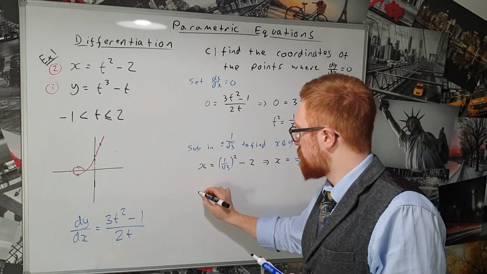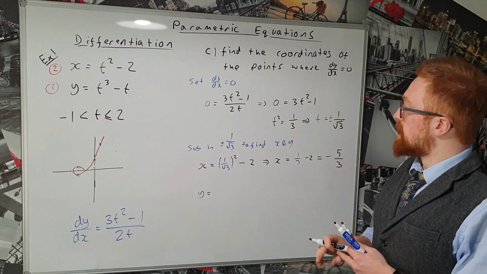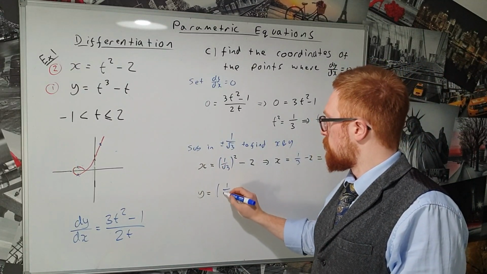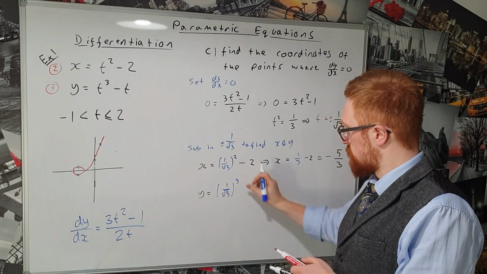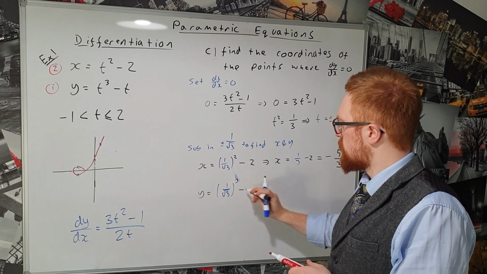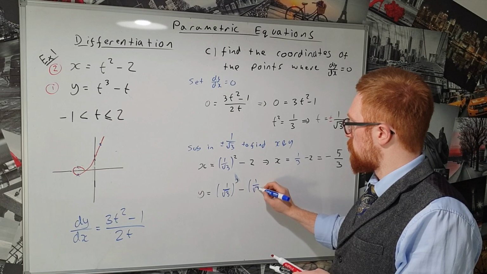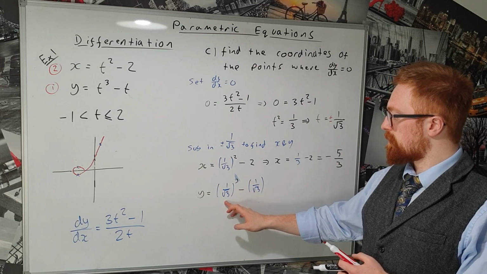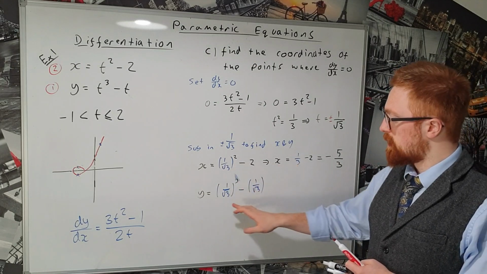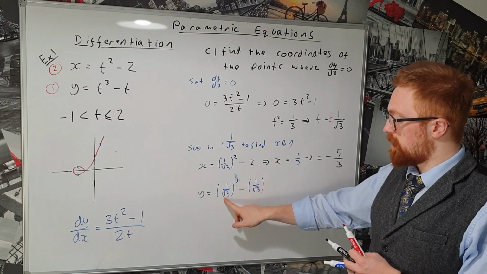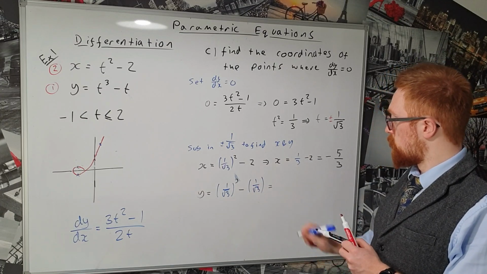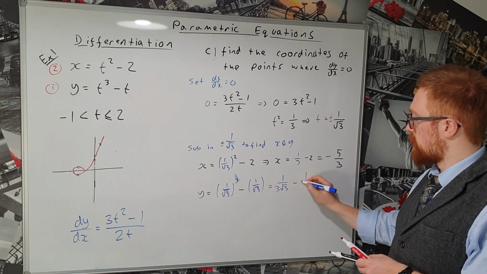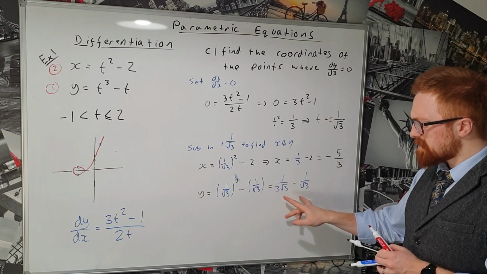So now let's have a look at y. So y is equal to t cubed minus t, which is going to be 1 over root 3 cubed, take away 1 over root 3. Well, 1 over root 3 squared was a third, so 1 over root 3 cubed, we times a third by 1 over root 3, that's going to give us 1 over 3 root 3, and then take away the 1 over root 3, and that's our next step.